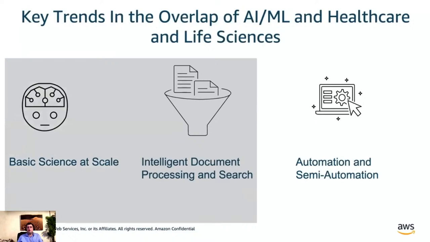The third theme that I want to discuss is automation and semi-automation. This is a trend that we're seeing broadly in AI ML, but specifically in life sciences and healthcare. I want to emphasize that this theme somewhat intersects with basic science at scale, and also intelligent document processing and search. But automation is a key problem because a tremendous problem that's faced both on the enterprise scale, but also for smaller companies, is that human beings have to do work.